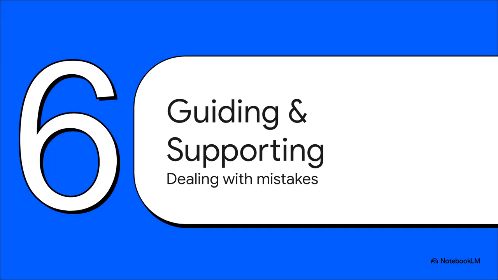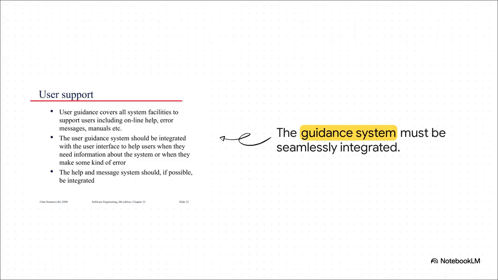Section 6. Guiding and supporting users. We established early on that users make mistakes. It's just human nature. So the ultimate test of your interface is what happens when that inevitable mistake occurs. User guidance, which covers online help, error messages, and manuals, cannot be an afterthought. The user guidance system must be seamlessly integrated directly with the user interface itself. When a user needs information or makes an error, the help system should be right there, deeply embedded in the context of what they are trying to achieve. You definitely don't want to force them to go digging through a disconnected 100-page manual.